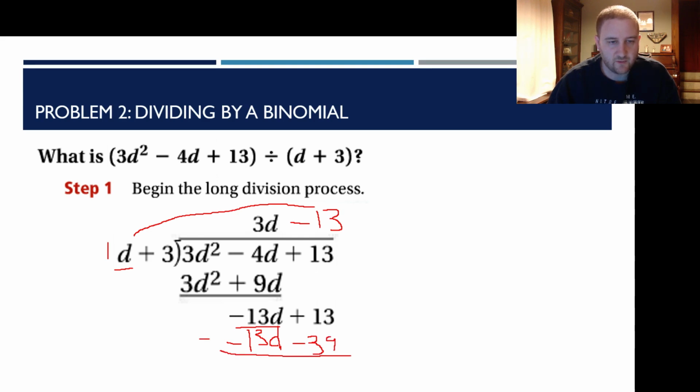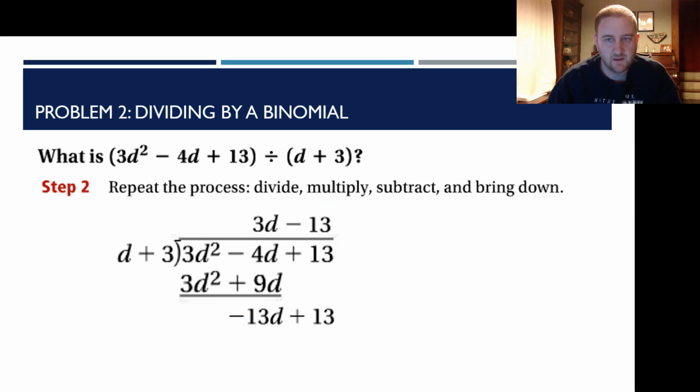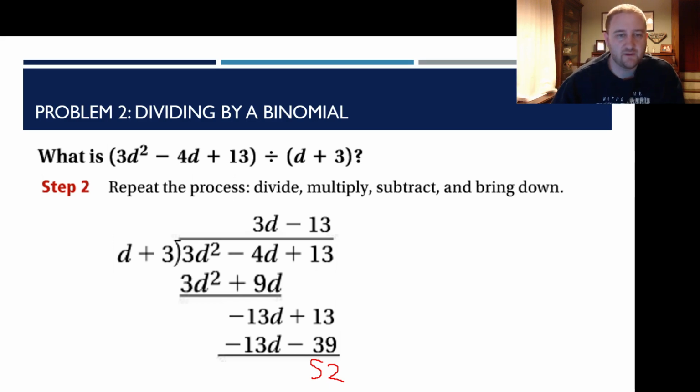Okay, and then we're going to subtract. So these cancel out. 13 minus negative 39 is like plus a positive 39. So this is actually going to be 52, I believe. Now, this is going to be 52, right? Now, here's how we do it. When we have a remainder, we've got a remainder of 52. We're actually going to add that to the end over this part that we're dividing by. So it's going to be 52 over d plus 3.